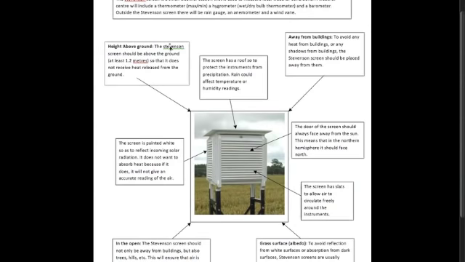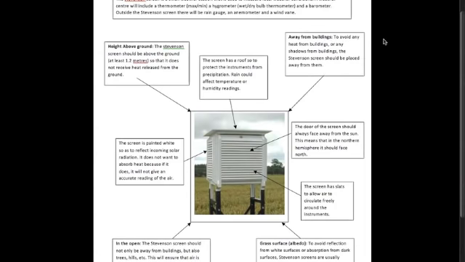Why is this? Well, it should be above the ground, at least 1.2 meters, so that it does not receive heat released from the ground, because that would influence the measurements. Also, it has a roof to protect the instruments from precipitation, which is rain, because rain could affect temperature or humidity readings. Also, as you can see, it's in an open field, so it's away from buildings.